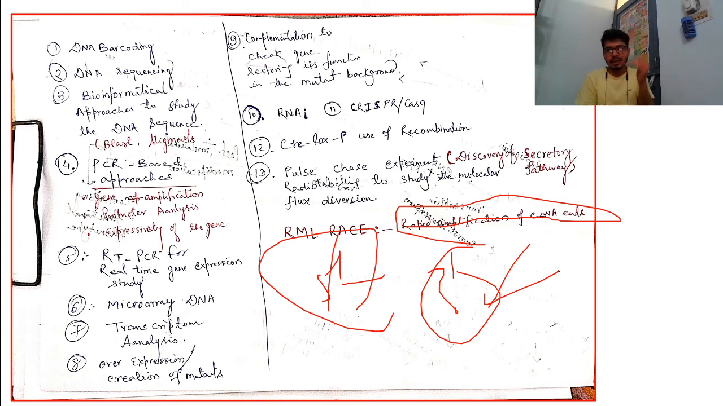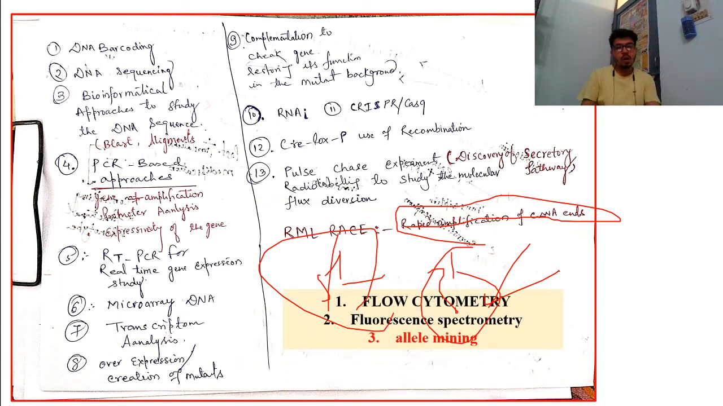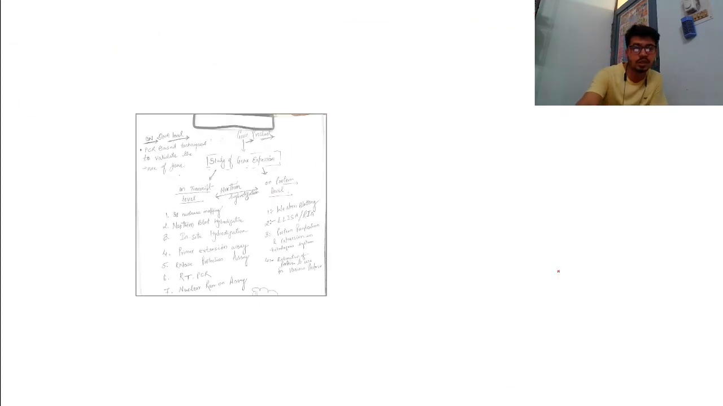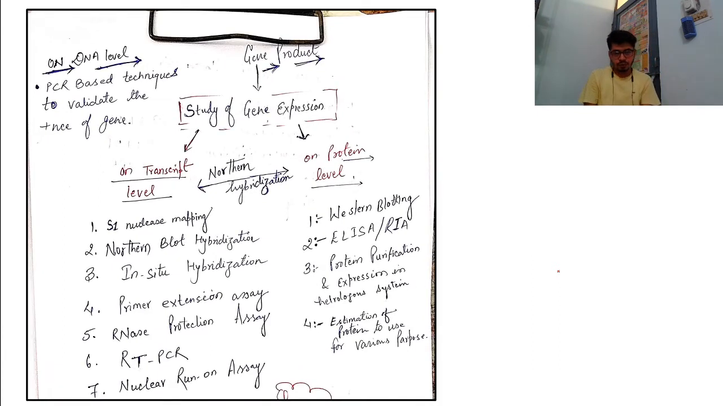So these techniques are really very important for a molecular biology student. Now flow cytometry, fluorescence spectroscopy, basically spectrophotometers, nanodrops, and allele mining is again a very important topic which I will discuss in subsequent lectures. So if you want to study gene expression, analyze a gene expression pattern, then you have to think on two levels.